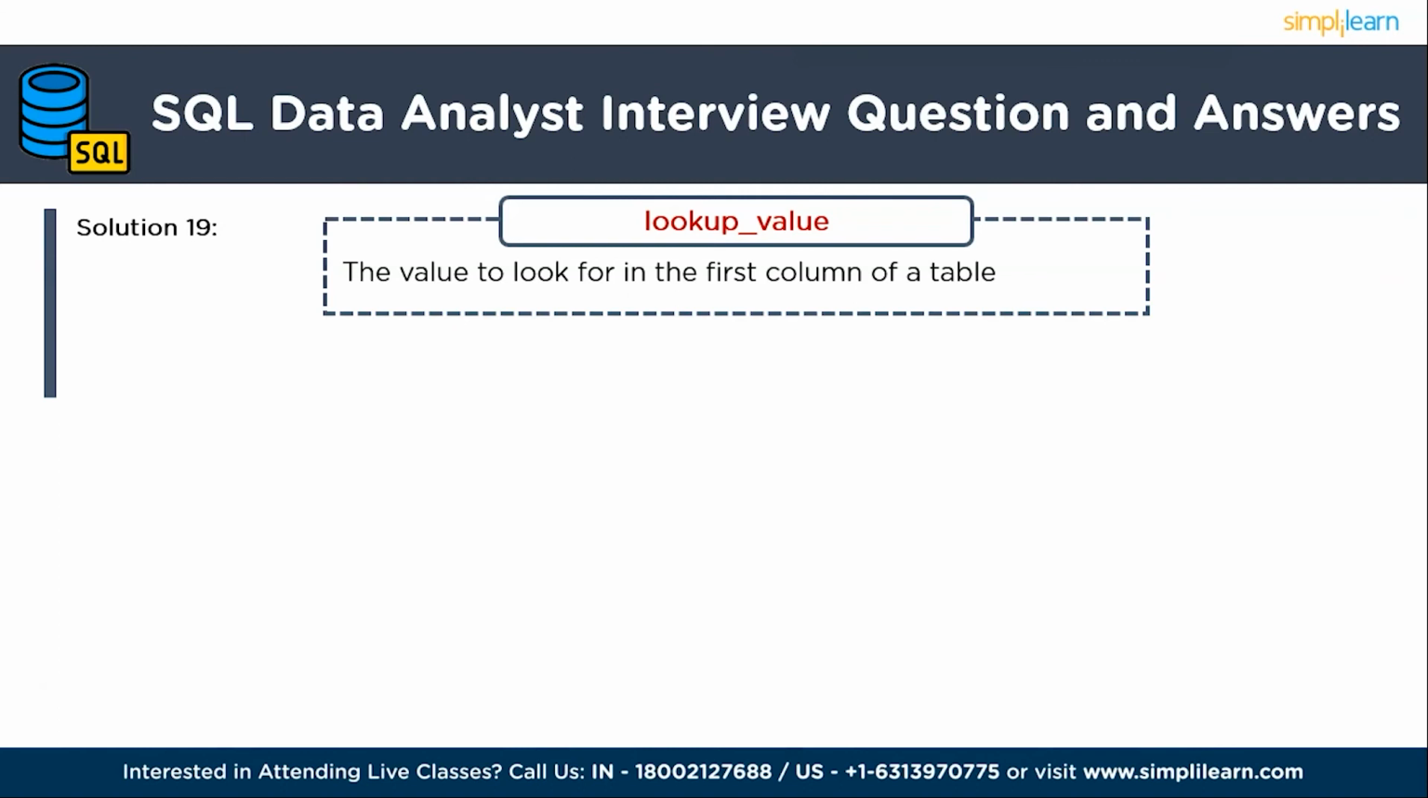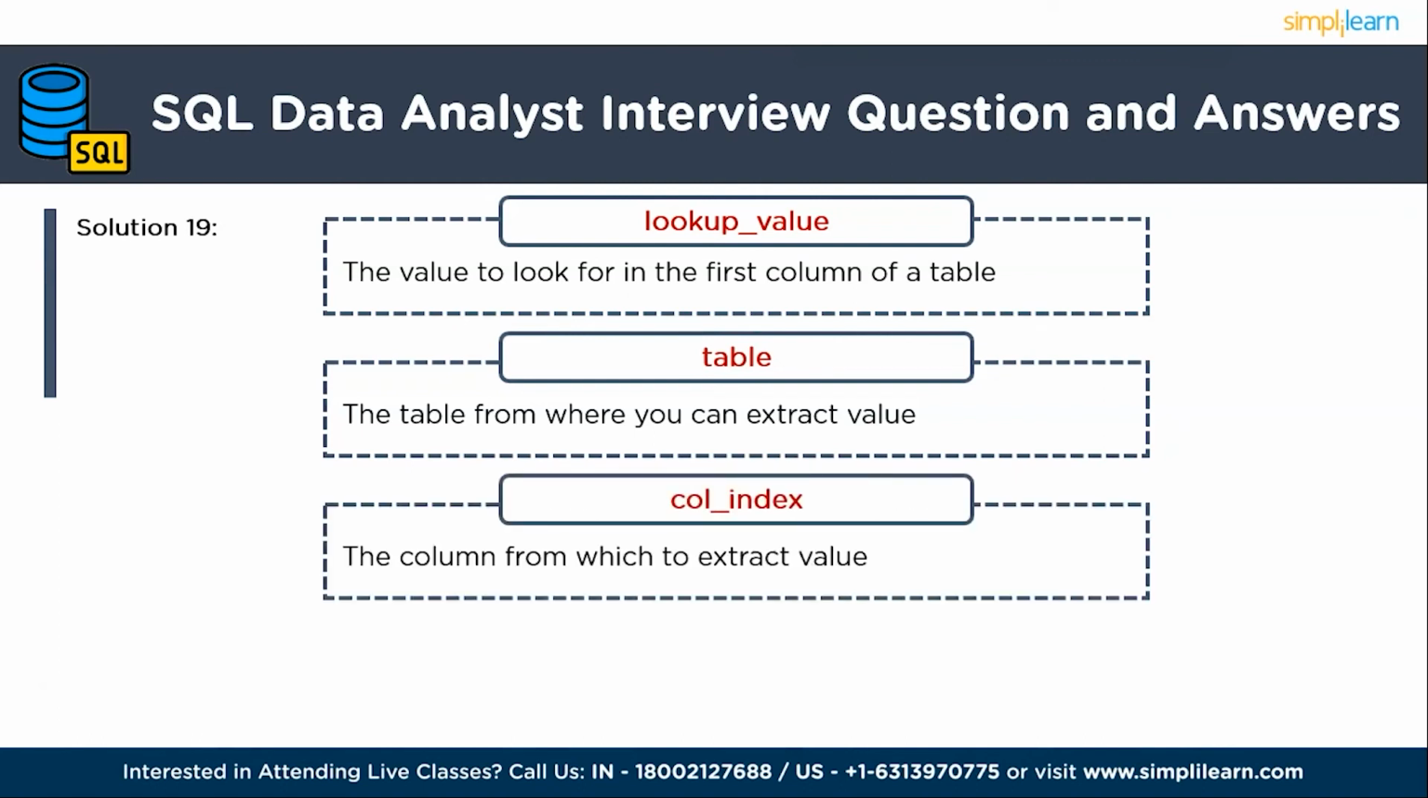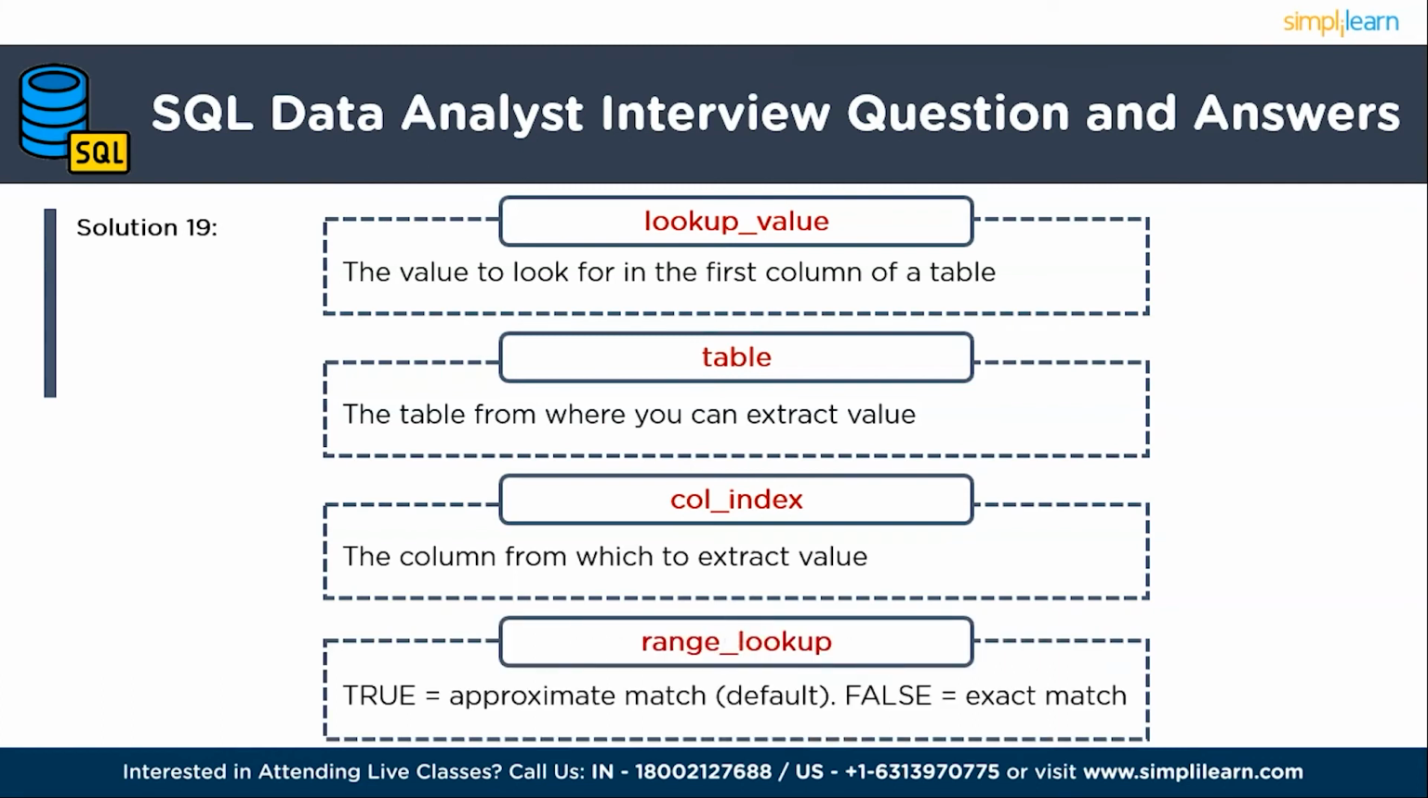The number 1 is lookup_value. So the value to look for in the first column of a table, for that we use lookup_value. And we use the table from where you can extract value, and column index col_index, the column from which to extract value, and then we have range_lookup. So here true equal to approximate match, that is default, that is approximate values are matched, and if it is false, that means it is an exact match. So this was all about the VLOOKUP.